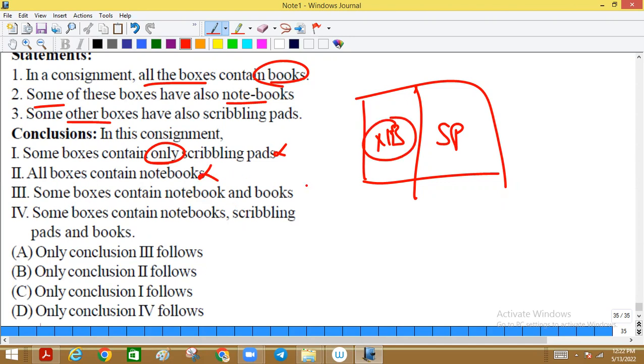Some boxes contain notebooks and books. So these are the boxes where you have books as well as notebooks. So it is correct. Some boxes contain notebooks, scribbling pads, and books. So there is no box with all three. We have only two, either books with notebooks or books with scribbling pads. Obviously, this is also wrong. So the answer is only three follows.